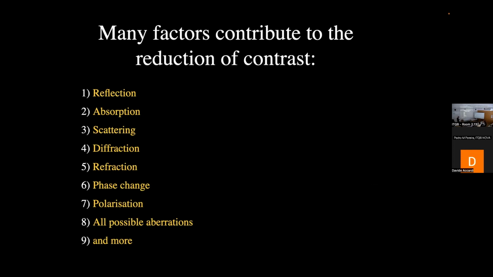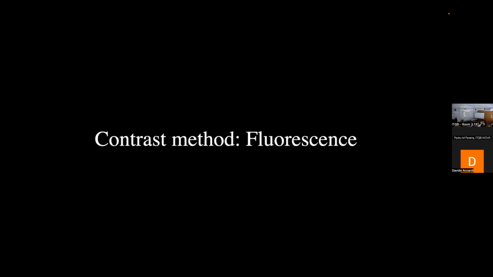So there are many factors that influence contrast. Many of these you already know. We discussed them, like diffraction and refraction, all the possible aberrations. But there is also reflection, absorption, scattering, phase change, polarization, and more that maybe one day you will learn. And we have one method of contrast that we use very much, which is fluorescence. This is the key method for all our experiments nowadays. Very few people use other contrast enhancing techniques.